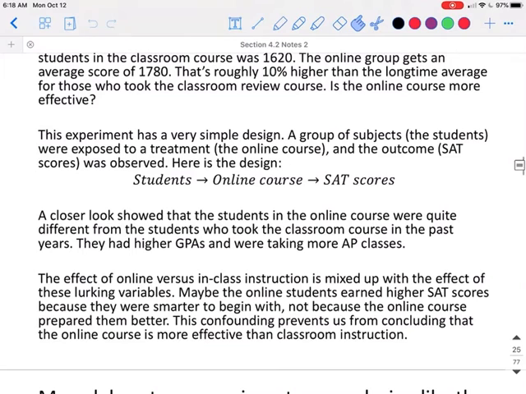A closer look shows that the students in the online course were quite different from the students who took the classroom course in the past years. They had higher GPAs and were taking more AP classes. The effects of the online versus in-class instruction are mixed with the effects of those lurking variables. Maybe the online students earned higher SAT scores because they were smarter to begin with, not because the online course prepared them better. This confounding prevents us from concluding that the online course is more effective than the classroom instruction.